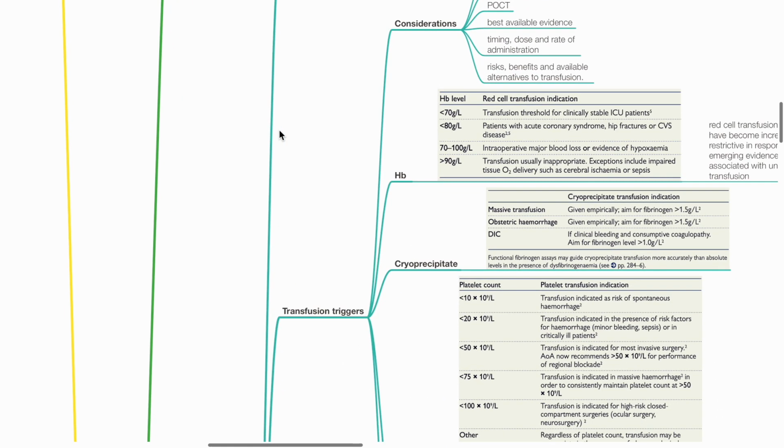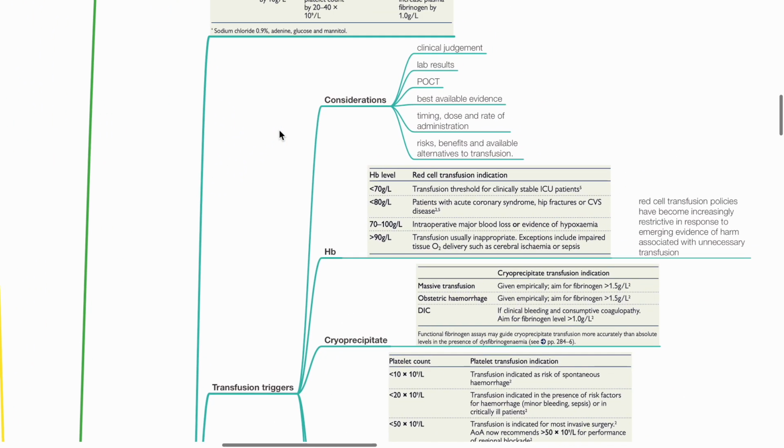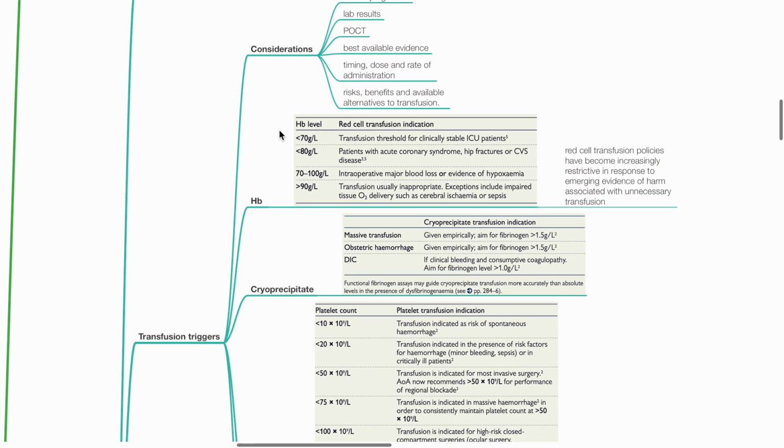Transfusion triggers. Considerations include clinical judgment, lab results, point of care test, best available evidence, timing, dose and rate of administration, risk, benefits and available alternatives to transfusion. Red cell transfusion policies have become increasingly restrictive in response to emerging evidence of harm associated with unnecessary transfusion.